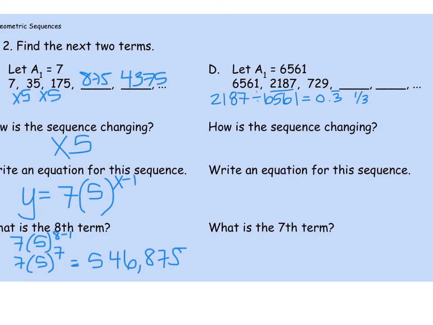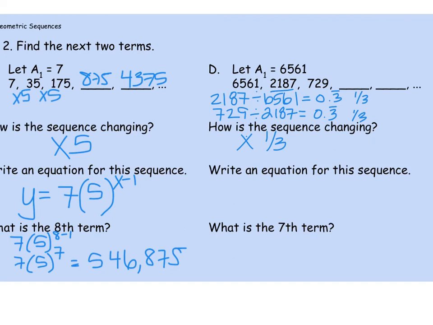Okay. Now I'm going to try and see if it's continuous or whatever, if it's consistent, I should say. So I'm going to do 729 divided by 2187. Plug that in, and you get the same exact thing, 0.3 repeating, or 1/3. Okay, so for how is the sequence changing, I'm going to leave this up to you. I prefer saying multiplying by 1/3.